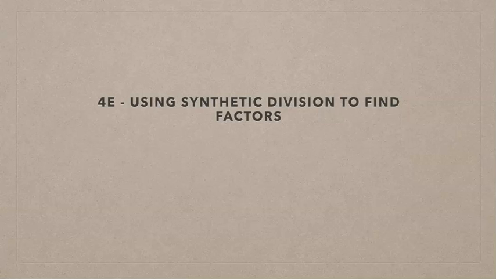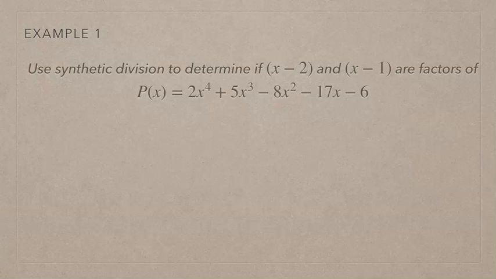So now that we know a remainder of 0 means that we have a factor, let's use that to our advantage and find some factors. So I want to decide, are x minus 2 and x minus 1 factors of this polynomial? So I'm going to do some division. The first one I'm going to investigate here is this x minus 2.